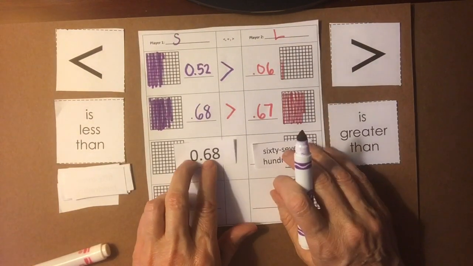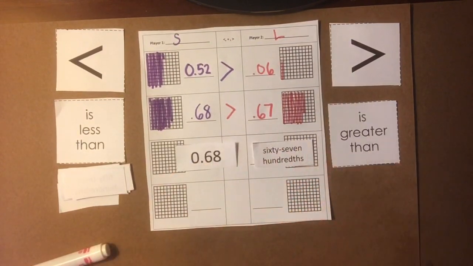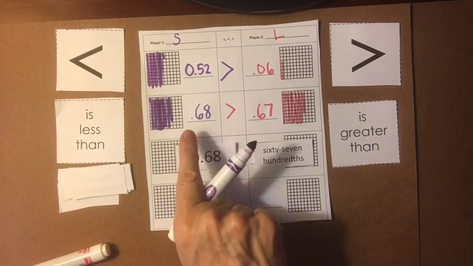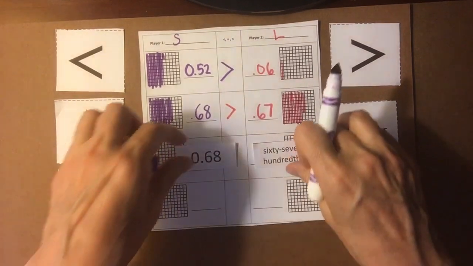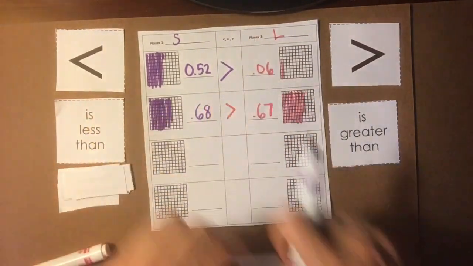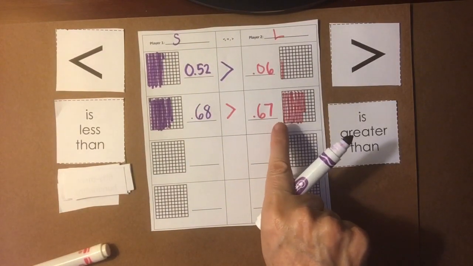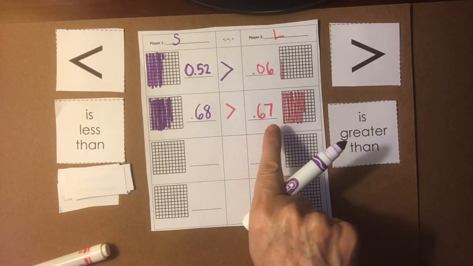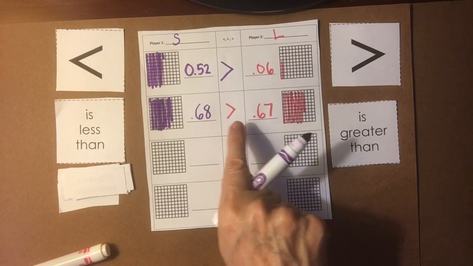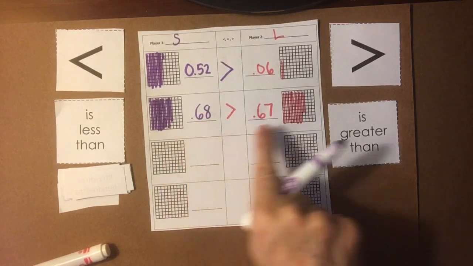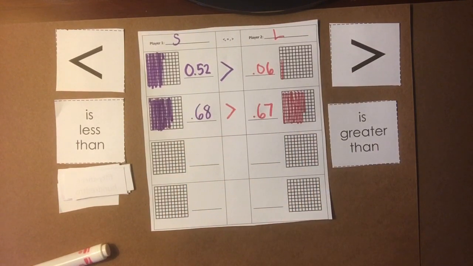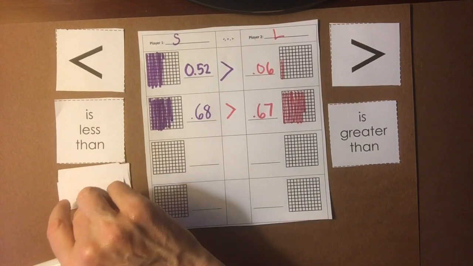And just a reminder that when we have number sentences like this, we always read left to right, just like we do with a book. So keep that in mind. We can say it backwards, like I just did. 67 hundredths is less than 68 hundredths, but typically we want to read left to right, just like we do with books. Okay, your turn again.